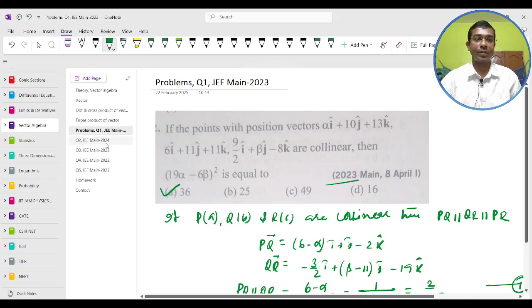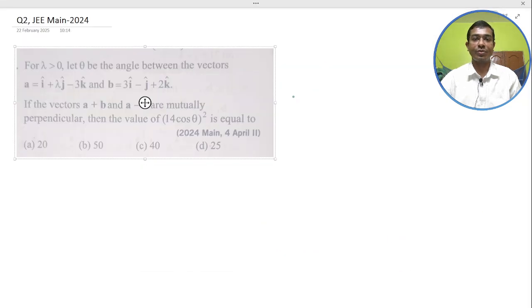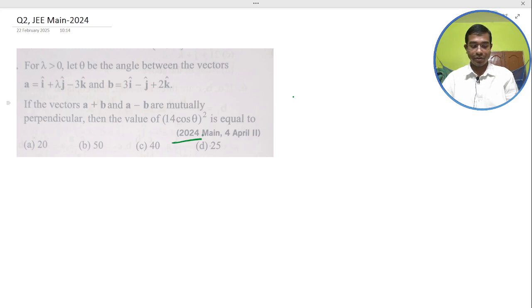Next problem. Question number 2. Recent question, JEE Main 2024. For lambda greater than 0, let theta be the angle between the vectors A and B. If the vectors A plus B and A minus B are mutually perpendicular, then the value of 14 cos theta whole square is equal to what?